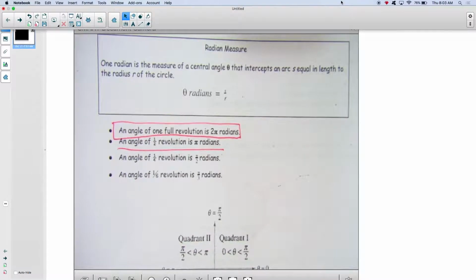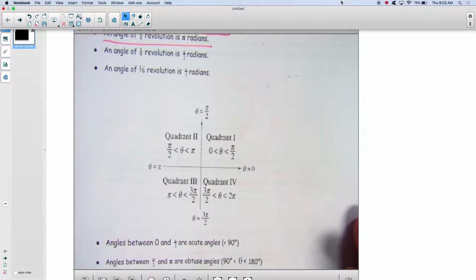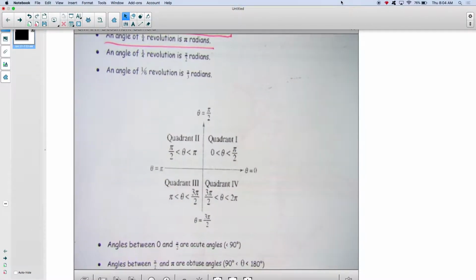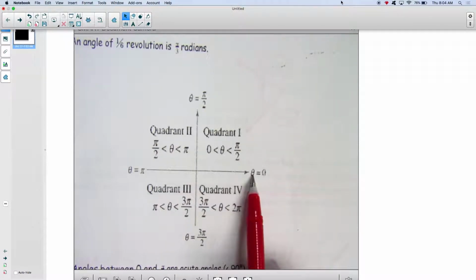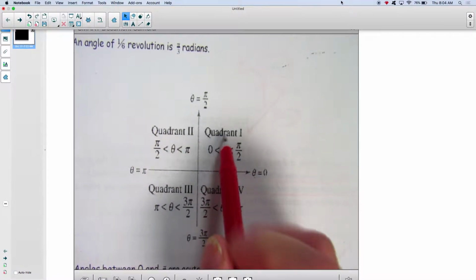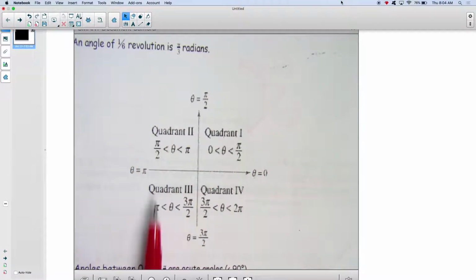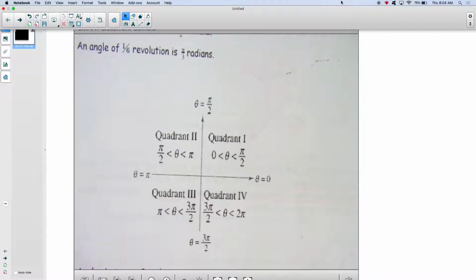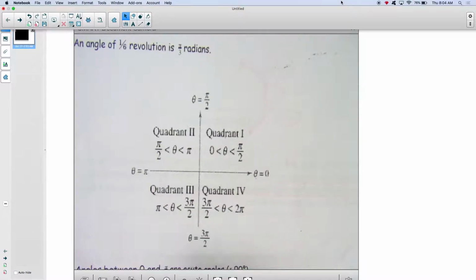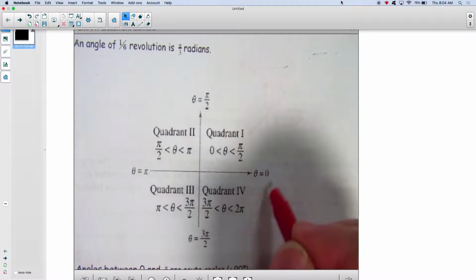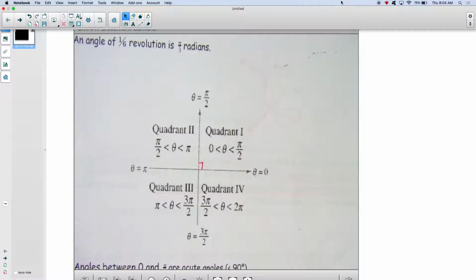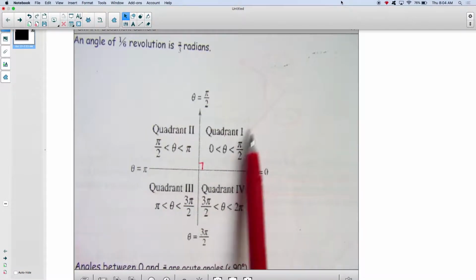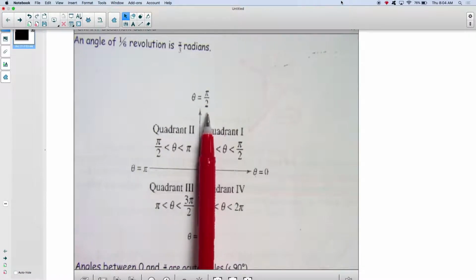So here we have an XY coordinate grid, and I've got some things labeled in it. Theta starts at 0. We've got quadrant 1, quadrant 2, quadrant 3, quadrant 4. That goes all the way back to at least algebra 1. You all know that the XY axis makes a 90-degree angle, which is pi over 2.